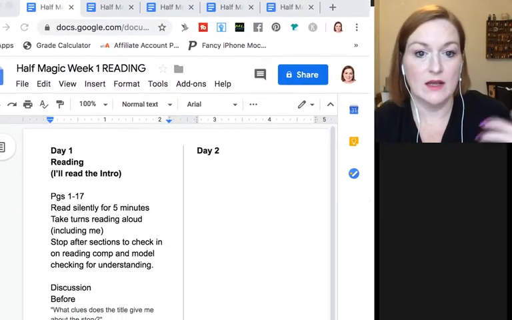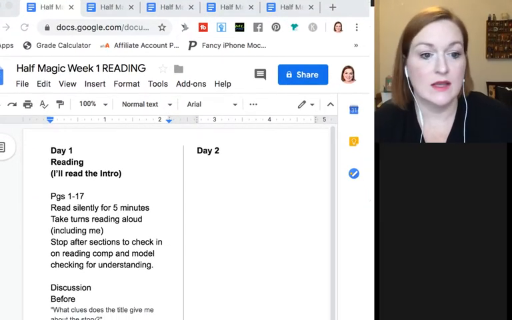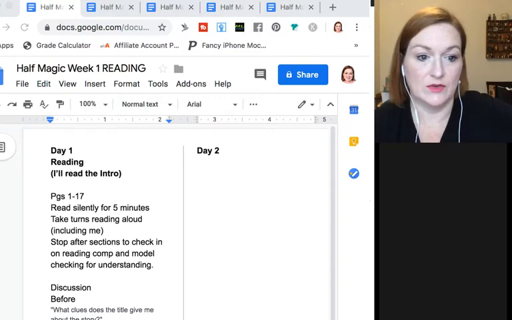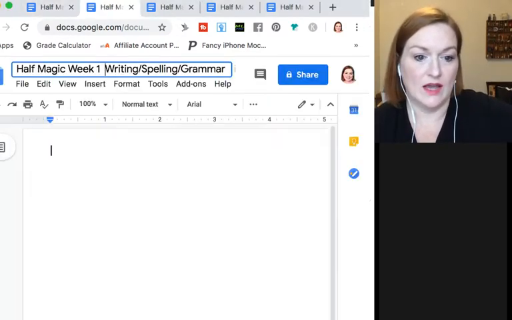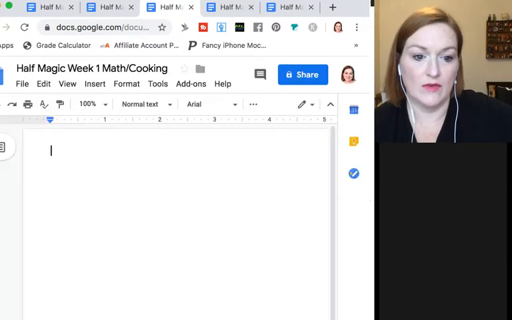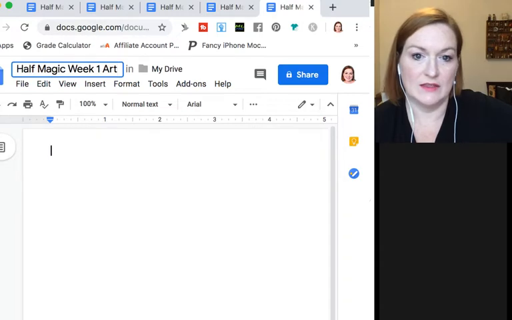So what I've done, I love using Google Docs. So I've broken it down into these different tabs. Here you see Half Magic Reading, and I've got a new tab for Writing, Spelling, Grammar. I've got one for Math, Cooking, Science and Social Studies, and Art.